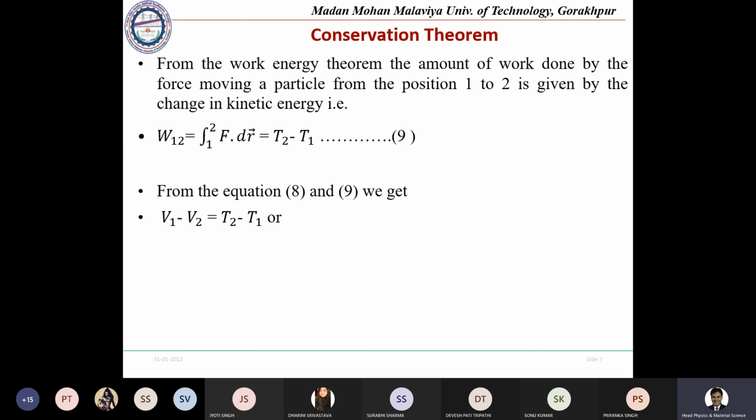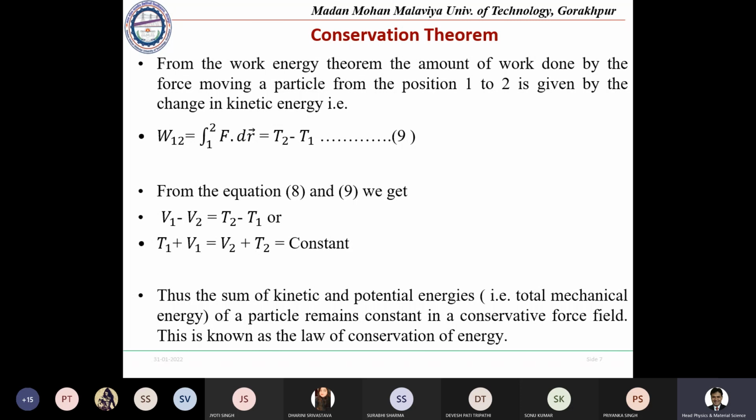तो दोनों बराबर हैं, इसलिए इक्वेशन नंबर 8 और 9 को दोनों को बराबर किया गया, तो we are getting V1 minus V2 is equal to T2 minus T1, or we can write it as T1 plus V1 is equal to V2 plus T2, that is constant. Thus, the sum of kinetic and potential energy, that is the total mechanical energy of a particle, remains constant in the conservative force field. This is known as the law of conservation of energy. Anybody have any problem?